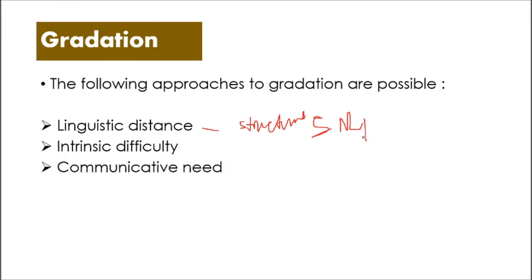Next one is the communicative need. In this case, there are some structures that need to be taught early and cannot be postponed because they are needed in the next topic. Next one is frequency. Again, frequency is the occurrence of grammatical items in the target language, how often they may occur in the target language.